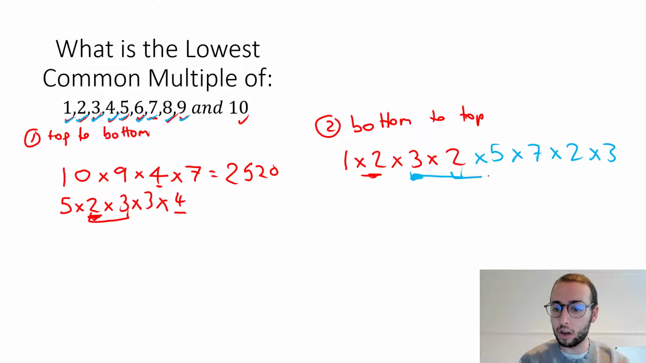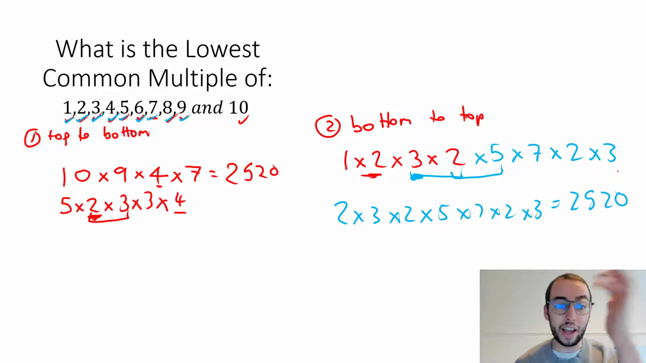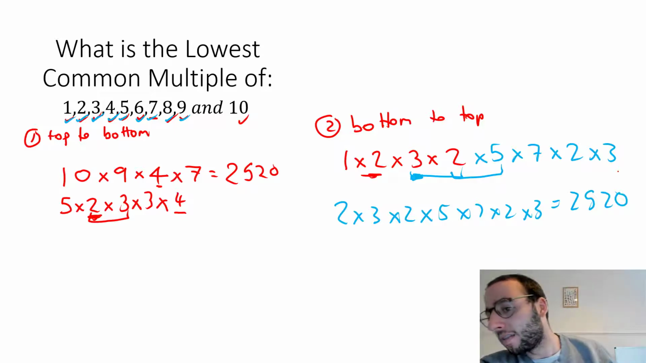Yes, it is. It's already got a 2 times 5 inside it. So this number, 2 times 3 times 2 times 5 times 7 times 2 times 3, is also 2,520. And that is the lowest common multiple of all those numbers. What a great question. So lovely.